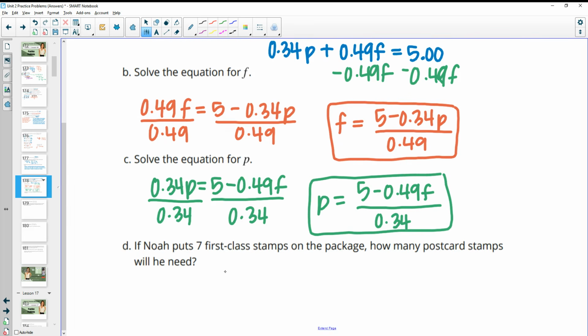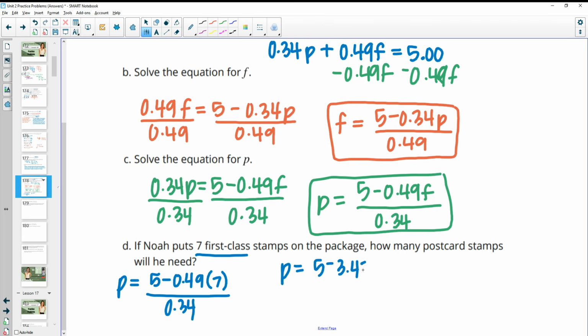So now part D says that we've bought 7 first class stamps. So if we buy 7 first class stamps on the package, how many postcard stamps do we need? So we want to know how many postcard stamps we need. So we'll work with the p equation. So we'll do 5 minus 49 cents times the 7 stamps that we know we have, and then divide it by 34, the cost per postcard stamp. So when we do this, 49 cents times 7 gives us $3.43.